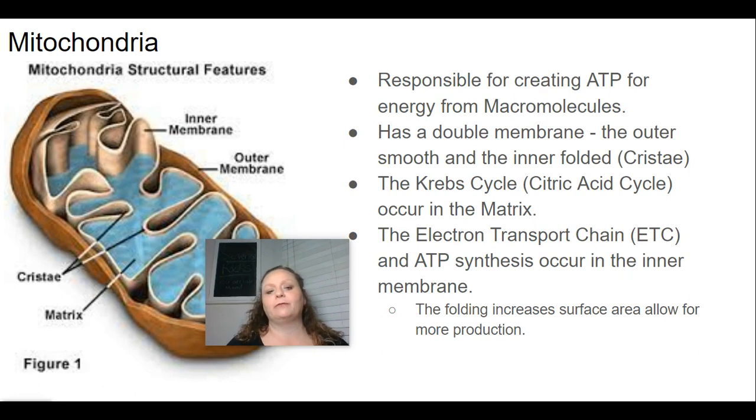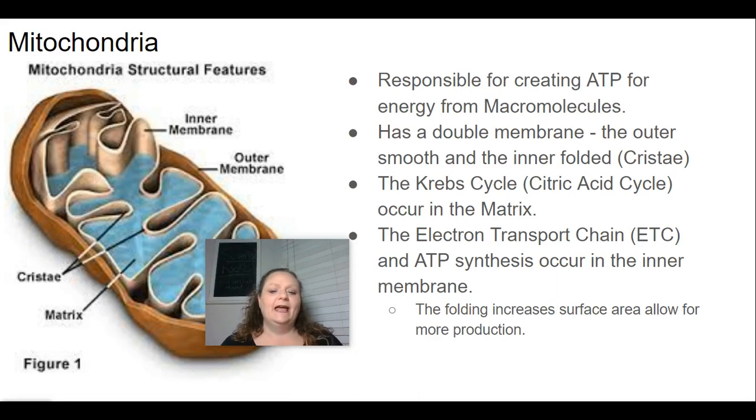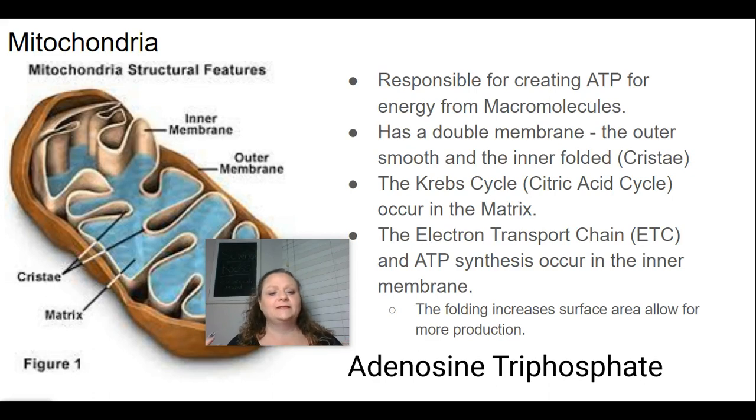Actually, mitochondria create ATP through a process known as cellular respiration. It uses the energy from macromolecules. It has a double membrane. The outer membrane is smooth. The inner membrane is folded. This is called cristae. That inner membrane being folded increases the surface area, and it allows for more production of ATP. And as a reminder, if you've forgotten, ATP just means adenosine triphosphate. This is the molecule that we use for energy in cellular activities.